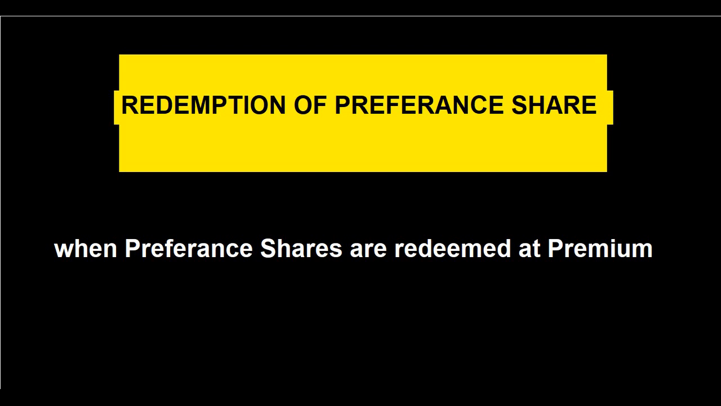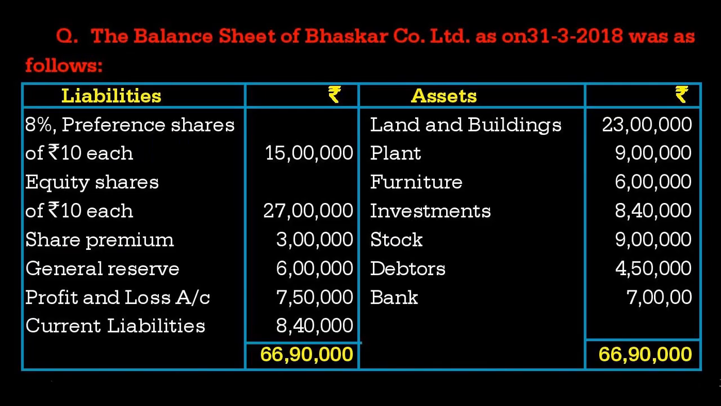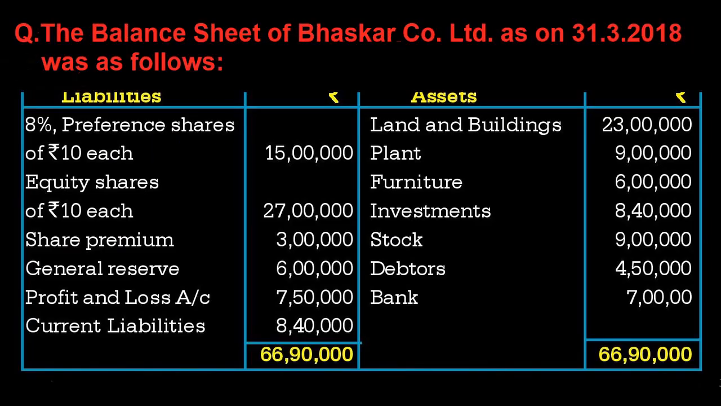The second variety of problems asked under redemption of preference shares is when preference shares are redeemed at premium. Previously, we worked out problems where preference shares are redeemed at par. Now we'll go to a problem. The balance sheet of Bhaskar Company Limited as on 31st March 2018 was as follows.